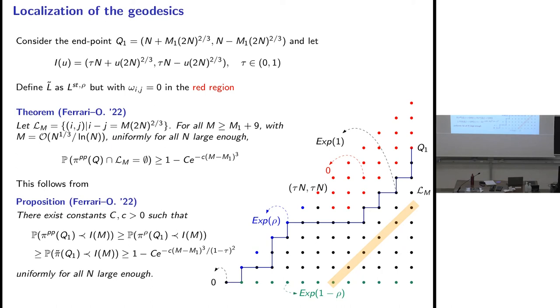So if the geodesic goes too far from the diagonal, you will not be in this situation anymore. So what you need to show is that the geodesic for the point-to-point last passage percolation is localized in a region of order n to the 2 over 3 around the diagonal. And you can prove this by showing the localization at a fixed time.